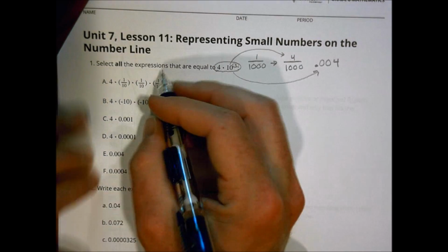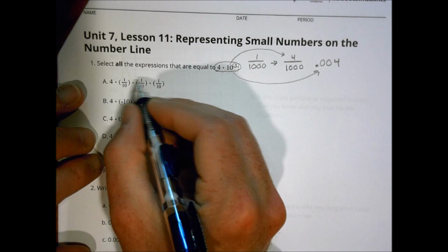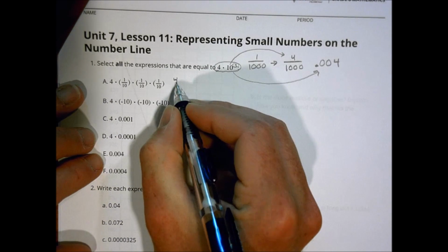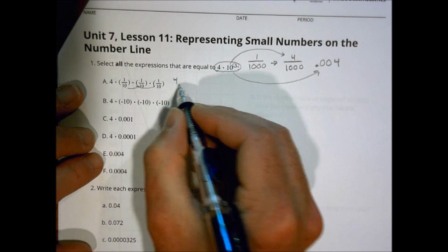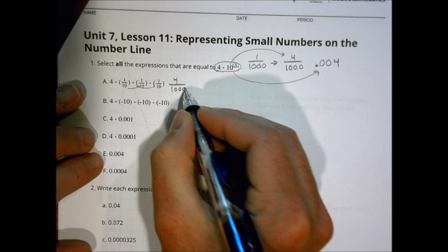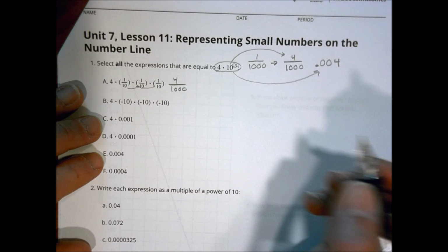Now when we take a look at these things here, here I have 4 times 1 times 1 times 1, which is going to be 4. And then 10 times 10 is 100. 100 times 10 is 1,000. So we're sitting at 1,000, and that's going to be okay. That's the same idea, no problem.